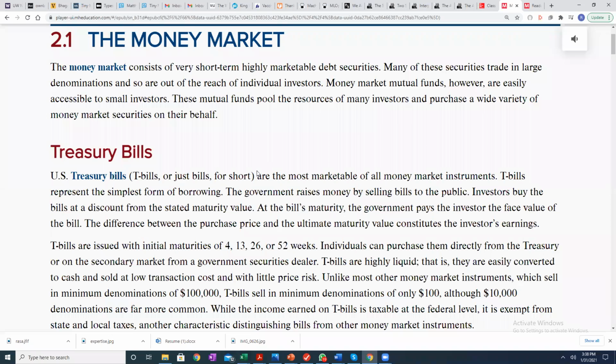The money market is very short-term, highly marketable debt security. They trade in large denominations and are out of reach for individual investors. Money market mutual funds are easily accessible to small investors.